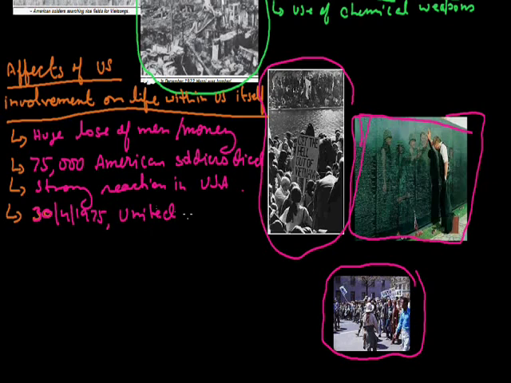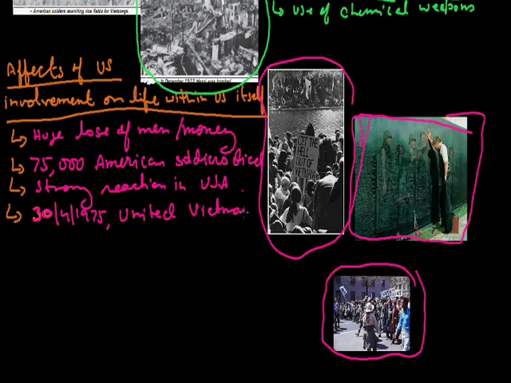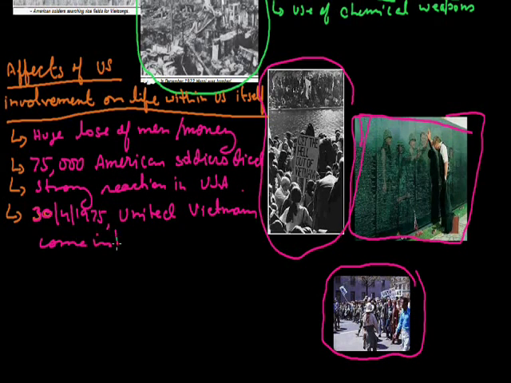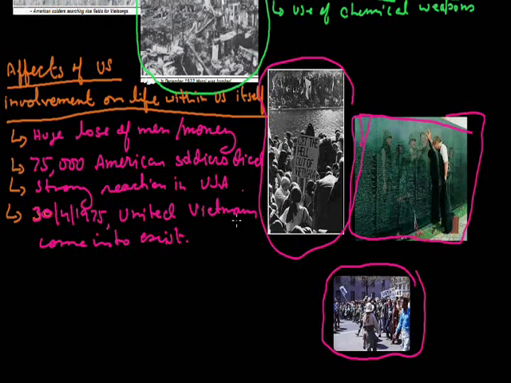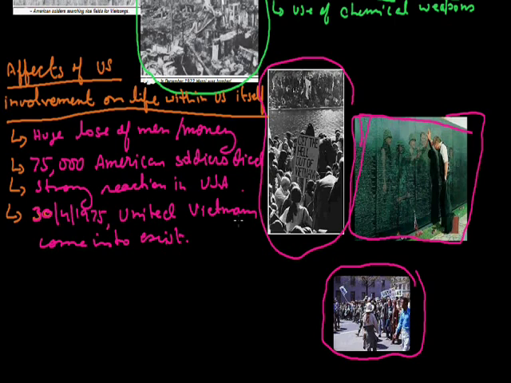And that is why later on, on 30th April 1975, United Vietnam came into existence after the withdrawal of the American troops in April 1975. And this is how we see that the war ended in Vietnam.